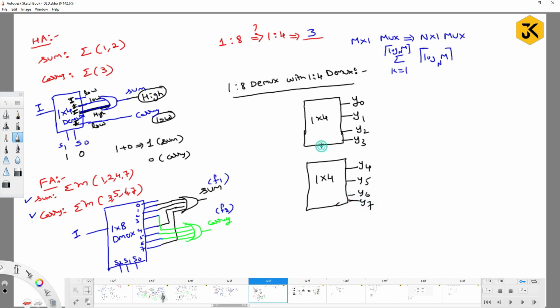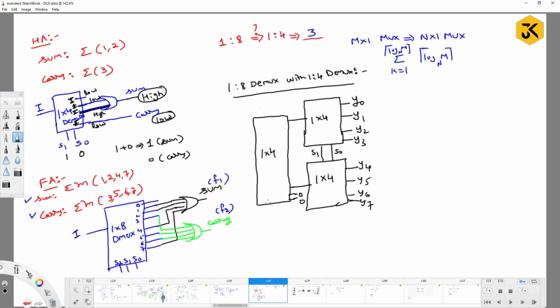And for this, how many select lines are there? Basically S1 and S0, right? 2 select lines are there, and you are going to have 1 input line each, right? Now, can I say that these inputs you got from another 1 by 4 mux? Can I do it? Yes. The remaining 2 I am going to make zeros.